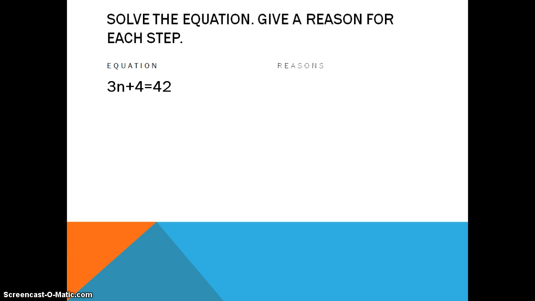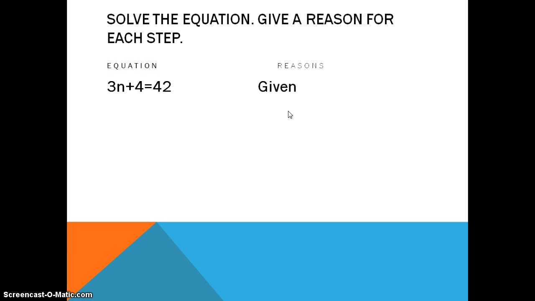All I want you to do is solve this equation, but for everything that you do to the equation, you have to give a reason for each step. So whenever we're starting out with proofs, anything that you're given, the reason is going to be given. I was given this equation, so my reason is that it was given.